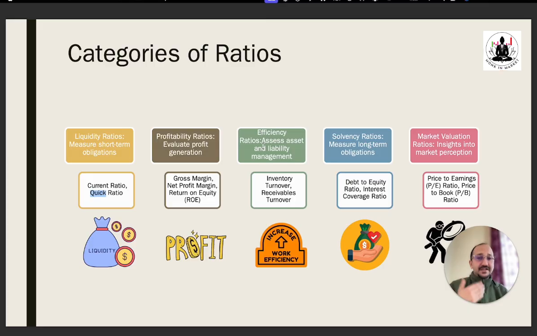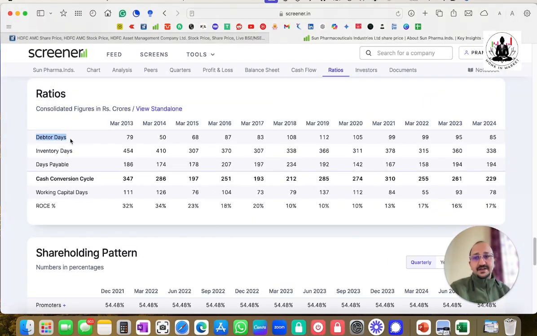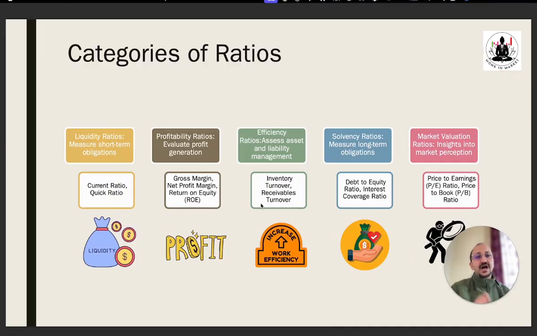Then come the efficiency ratios. Very interesting ratios, guys: inventory ratios, receivable turnover ratios. The best examples for this are debtor days, inventory days, payable days, cash conversion cycle, and working capital days. We are going to see this as well. It means how much time it takes for a company to sell the inventory or to get the cash back, meaning whatever capital they had employed, how much time it takes to come back to them to reuse. So that is efficiency. The faster the time, the better the company. It is much higher in real estate, as we are going to see.